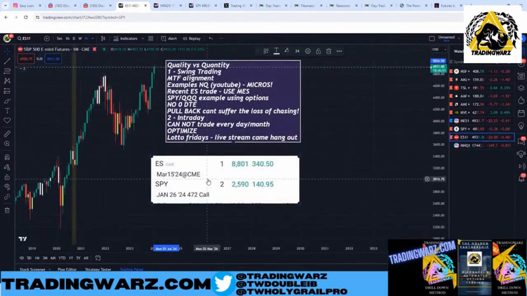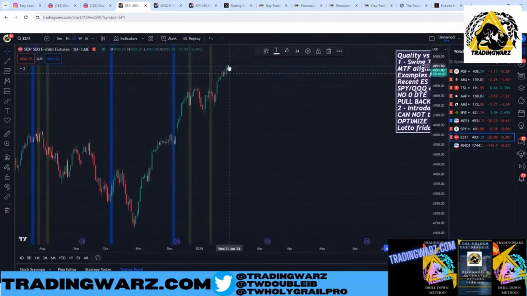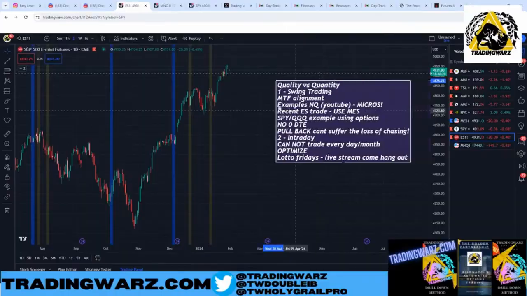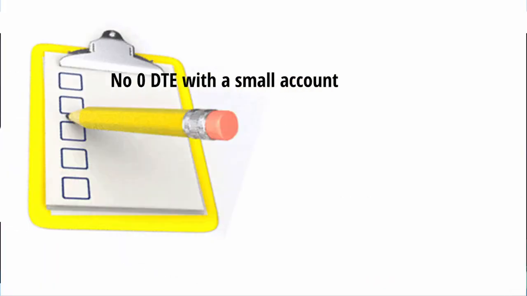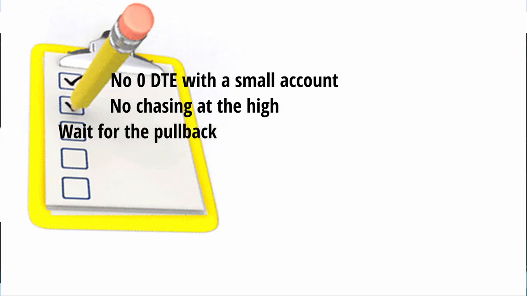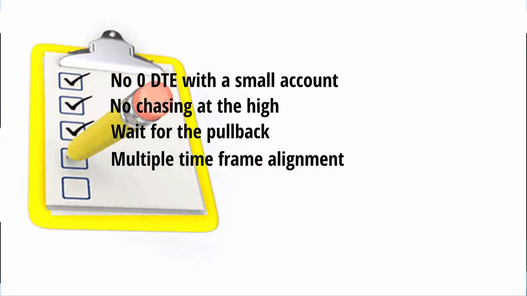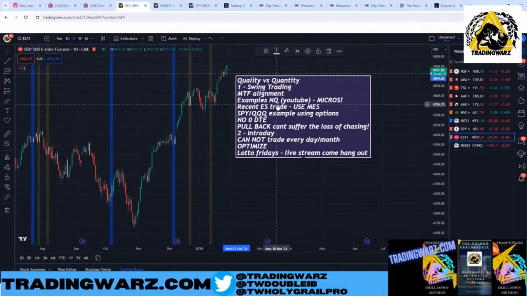Right. But I already have some profits here that I don't mind letting it run a little bit more. Right. But at the same time, if I get a pullback, right? If we can get a pullback, okay, now I'm reassessing, but I won't be buying at the top. Okay. All of these things, if you have the right habits, you're going to have the best chance to succeed. For me, habits come down to this: no zero DTE with a small account, no chasing at the highs. Okay. Wait for the pullback, multiple time frame alignment, and also multiple indice analysis. Russell, NASDAQ, ES. If we can all line up, we can have a great trade.